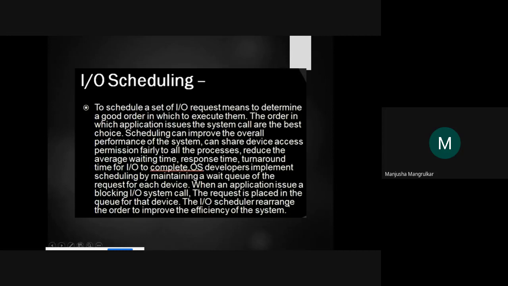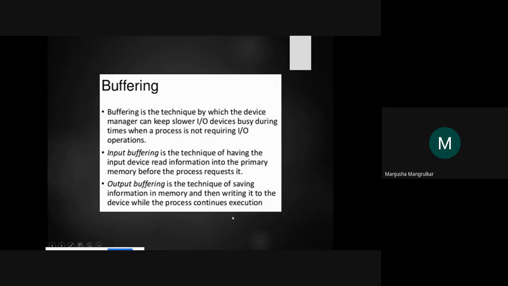The request is placed in the queue for that device, and the IO scheduler rearranges the order to improve the efficiency of the system, right? It will improve the efficiency and reduce mismatching. So that is the scheduling of each and every device. I'm typing very fast, but all my letters have to be managed by the scheduler, and it will send them to the screen, right? Buffering is a sort of memory.